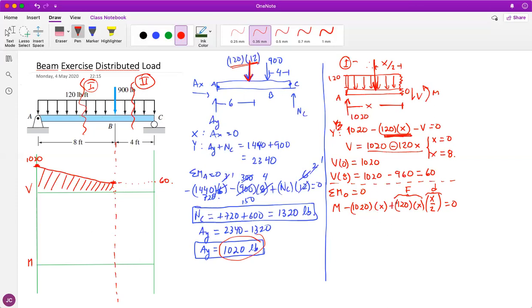Now let's just do our stuff over here. Again, when you go from x equals 0 till x equals 8, and I think I have enough space, so this thing will be 1020x, positive because it goes the other way around, minus, and this 2 with this 120 gives me a 60, therefore I have a minus 60x squared.